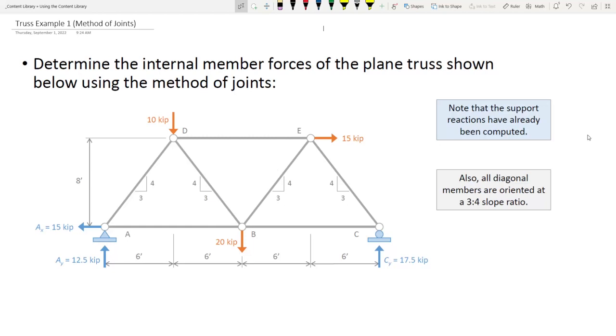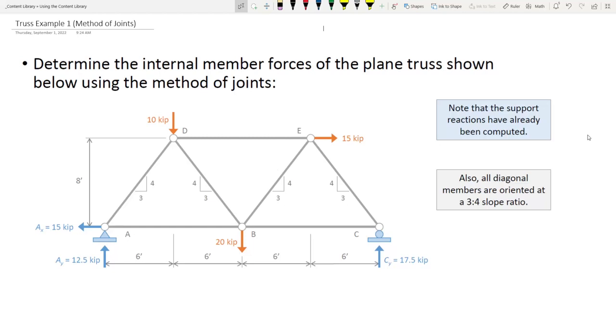So on this problem, I've given you the support reactions. I just gave them to you. This one's 15 kips to the left. This one's 12 and a half kips up. This is 17 and a half kips up. I'm more than happy to solve those if you would like. But at this point, I think I can give them to you, and I think we can be comfortable in our analysis. Now, I know that there's going to be some homework assignments where you have to solve for the reactions, but for the purposes of in-class calculations, I think that's fine if I give it to you. Everybody else okay with that?